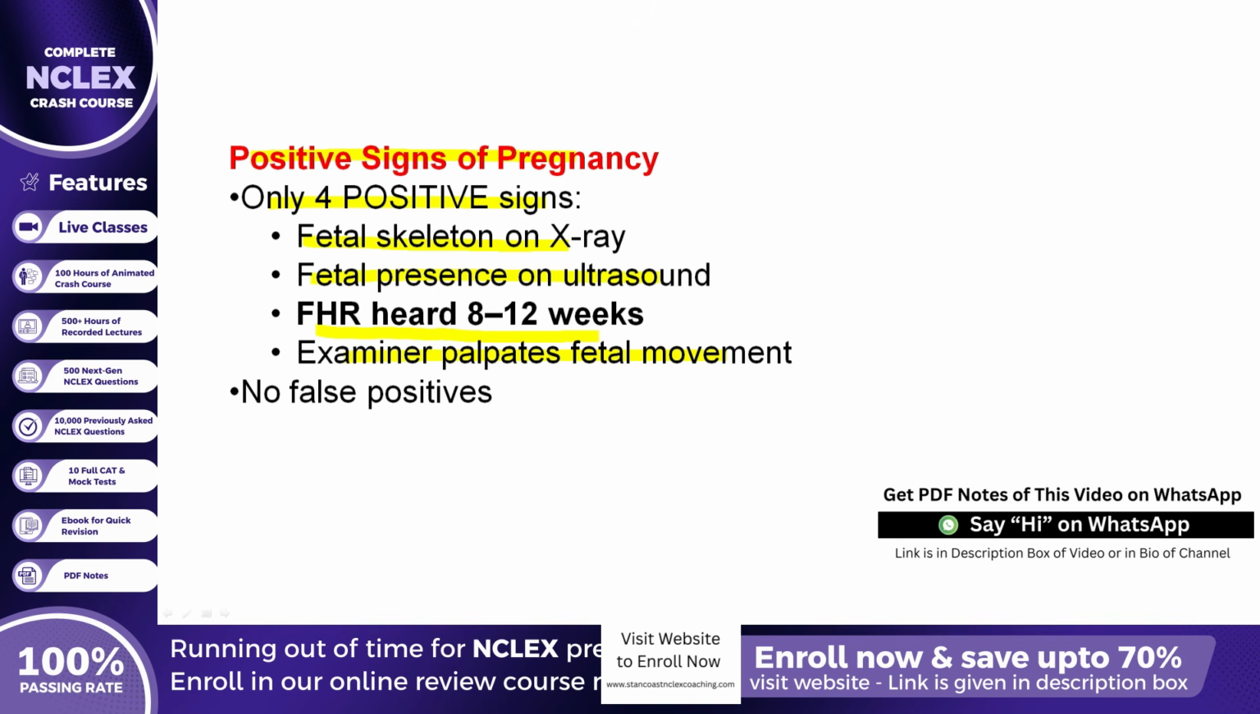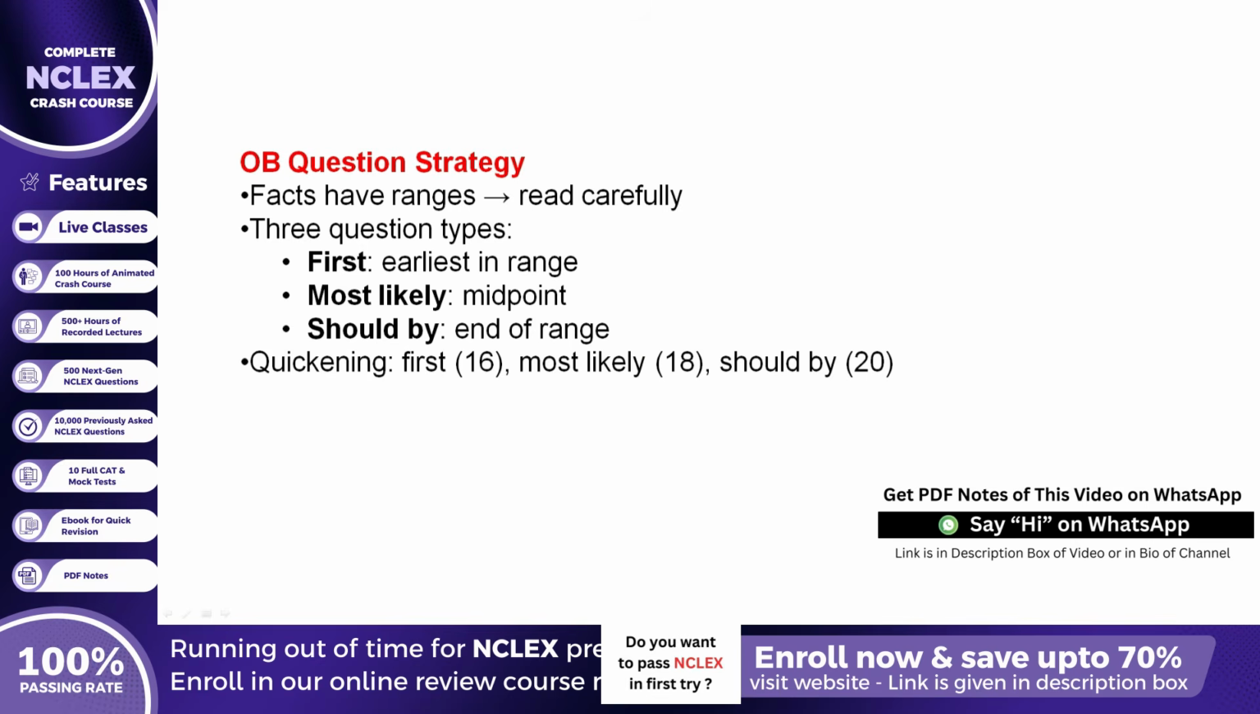Let us begin with understanding OB question strategy. And the first thing to remember is that facts have ranges, so you must read very carefully. Now, as we look closer, you will see that there are 3 question types. The first type is asking for the earliest in the range. The second type is asking for the most likely, which is the midpoint. And the third type is asking what should be achieved by the end of the range.